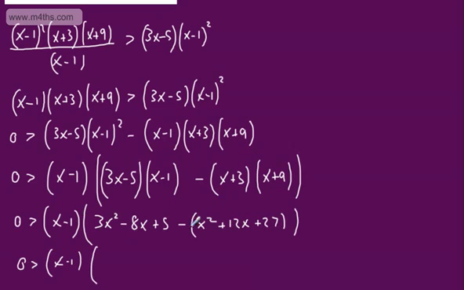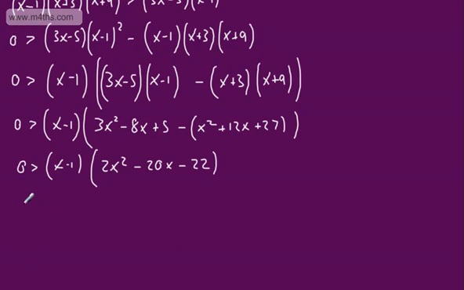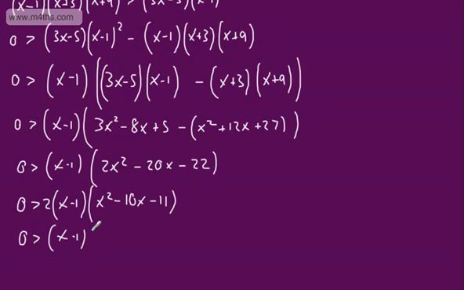We've got 3x squared minus x squared, which is 2x squared. Minus 8x minus 12x is minus 20x. Plus 5 minus 27 is going to give us minus 22. I'm now going to take a factor of 2 out of that. So we can say 0 is greater than 2 times (x minus 1), and that leaves us now x squared minus 10x minus 11. We can divide by 2, so 0 is going to be greater than x minus 1, and we can factor this right here. This is going to be (x+1)(x-11).